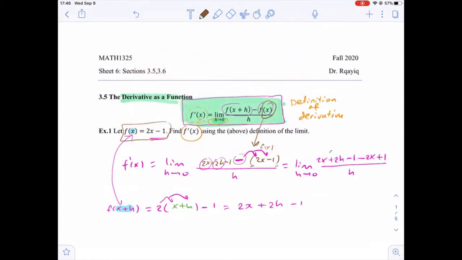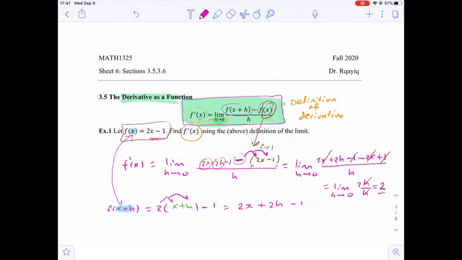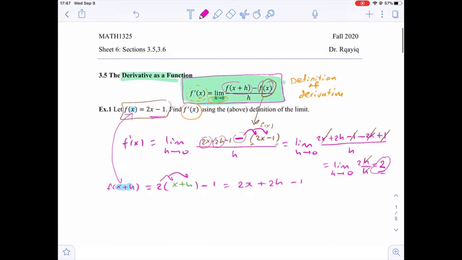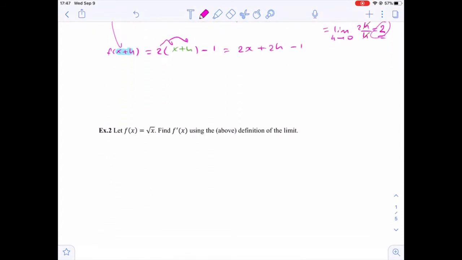And then we simplify. We have 2x minus 2x is 0. Negative 1 plus 1 is 0. This gives the limit of 2h over h as h goes to 0. And then we can cancel h with h, and that gives 2. So f prime, the derivative of this function, is 2, it's constant. But it can be a variable or a function that includes some variable. Let's see another example.